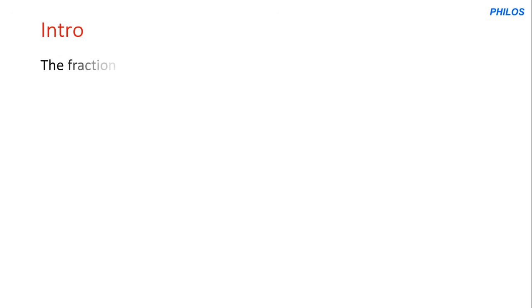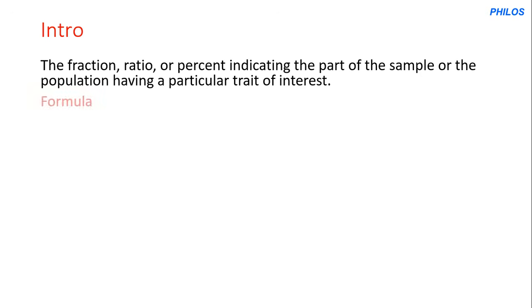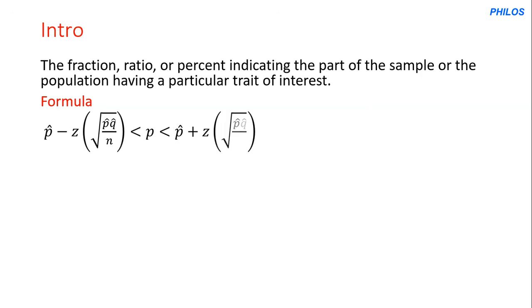Now when we talk about proportion, it is just a fraction, ratio, or percent indicating the part of the sample or the population having a particular trait of interest. So this tells you that we can have a sample proportion and we can also have a population proportion. In this topic, the formula we are going to be using is p hat minus z multiplying square root of p hat times q hat divided by n, less than p, less than p hat plus z multiplying square root of p hat times q hat divided by n.